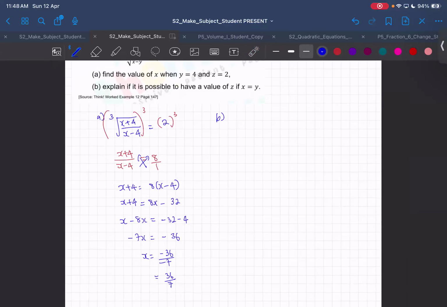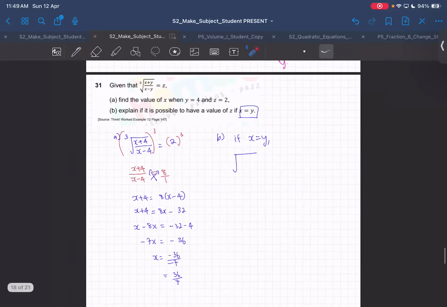Okay, then part B, I want you all to do this one with me. So this time they tell you that x equals y. Does z have a value? That means there is only one case, so we account for the one case only. If x equals y, what will happen to my expression?